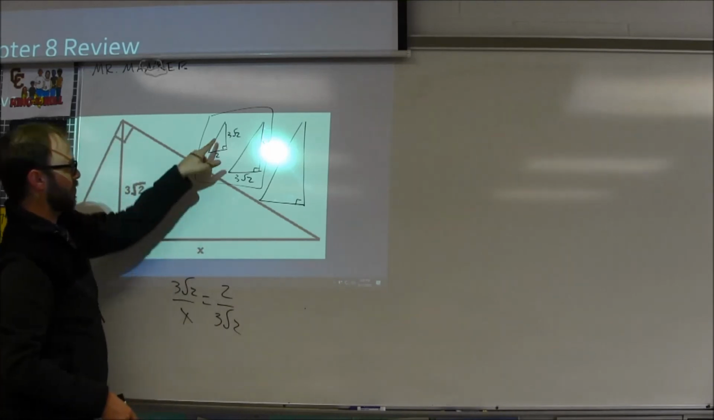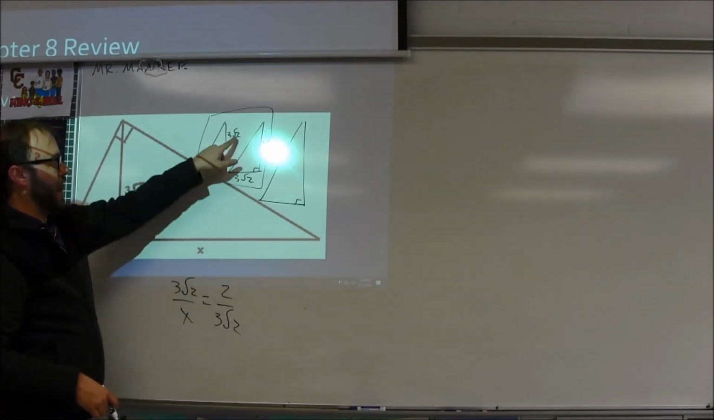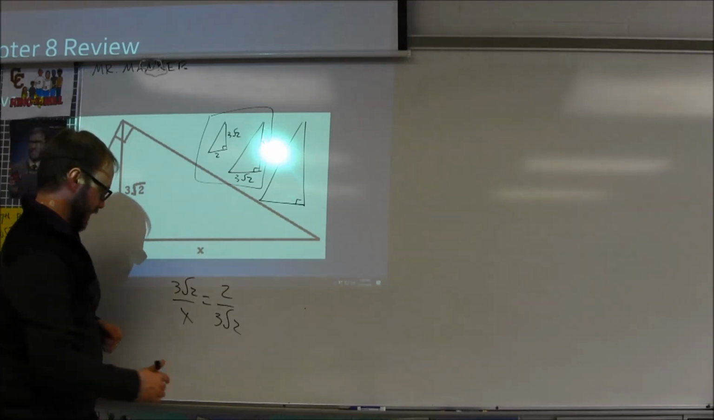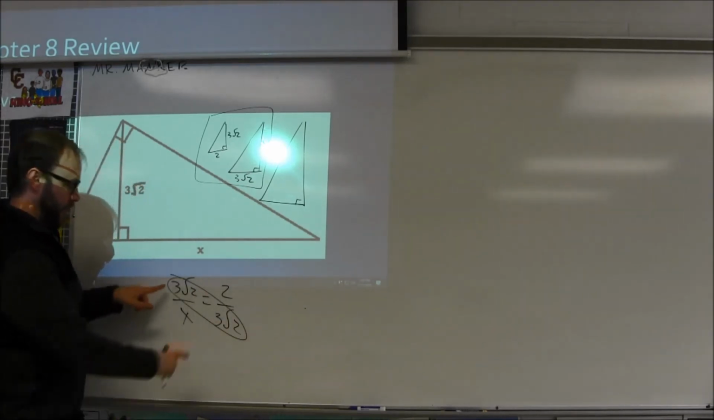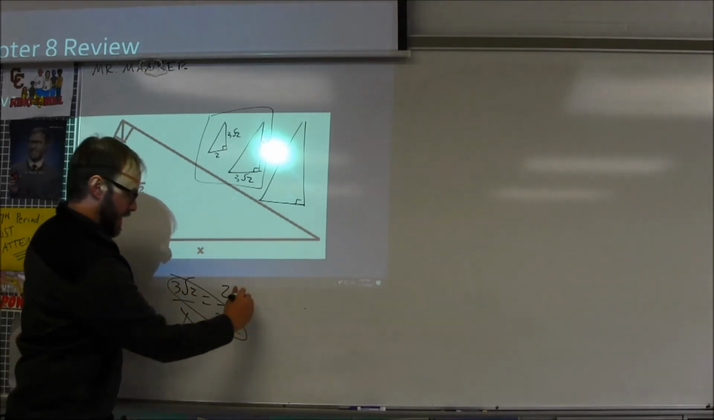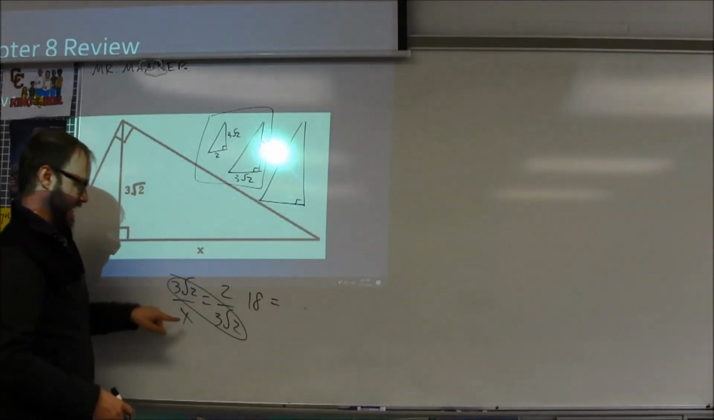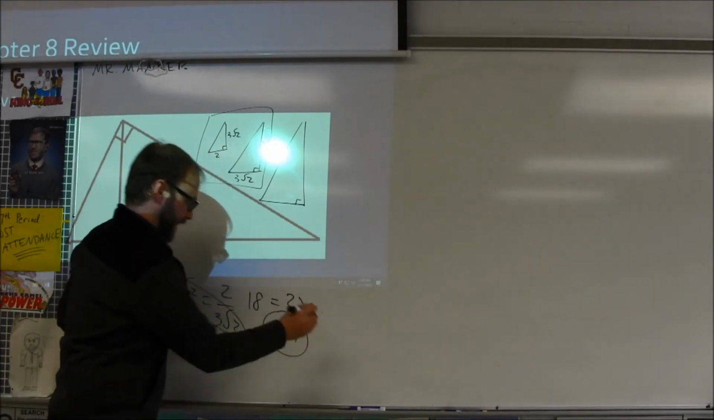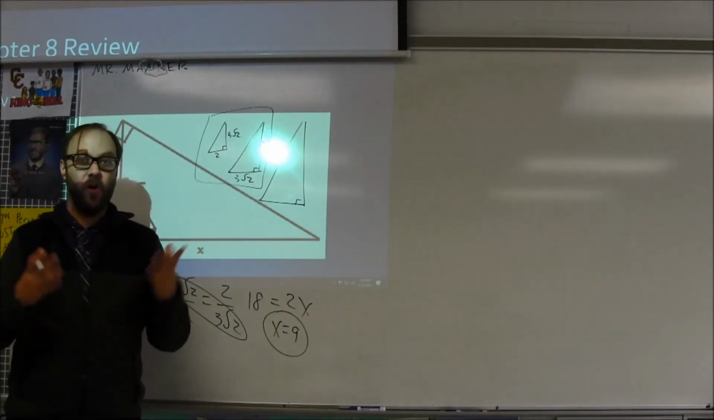So I'm going from the little triangle to the big triangle. You could do height over base equals height over base. Lots of different possibilities. If you cross multiply, be careful here. You're going to get 3 squared, which is 9, radical 2 squared, which is 2. 9 times 2 is 18 equals 2x. And x is going to end up equaling 9. That's all you have to do.